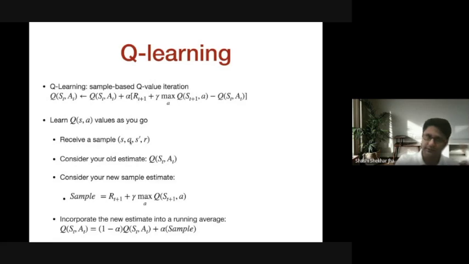So the steps are enumerated, which I just told you. Whenever you interact with the environment, you receive a sample. After receiving a sample, you look into your old estimate of the Q value and create a new sample estimate. Basically, you incorporate the new estimate by taking only alpha weightage of that new estimate, and with 1 minus alpha, you incorporate the old estimate. If you solve this, taking alpha common and everything, you'll end up with the same equation that is there at the top.